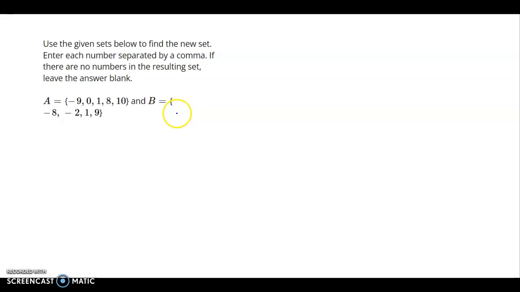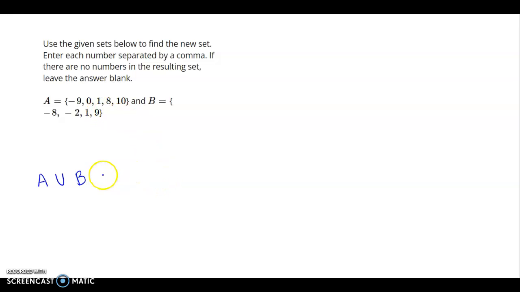Okay, we need to use the given set of numbers to find the new set, and I accidentally didn't include this. Okay, it was A or B. This is the set we're looking for. So there's our union sign. So use the given set below to find the new set. Enter each number separated by a comma. If there are no numbers in the resulting set, you can leave the answer blank.